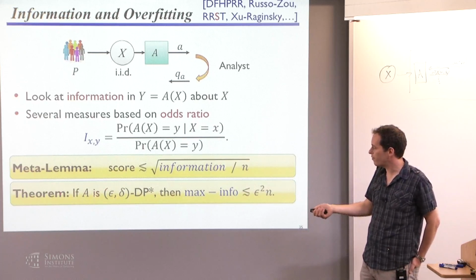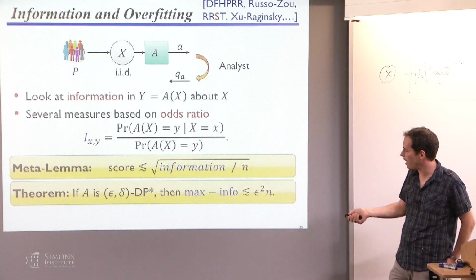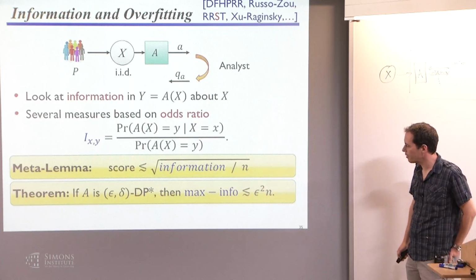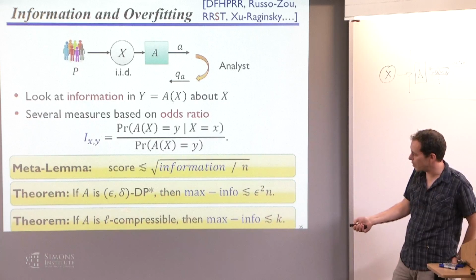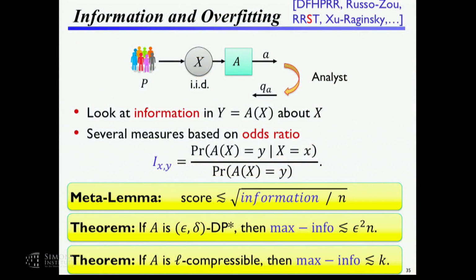So for example, if an algorithm is epsilon-delta differentially private, then some approximate version of the max information is bounded by about epsilon squared n. And if an algorithm is compressible, if its output is compressible to k bits, then the max information is bounded by k. If I plug these two theorems into this meta lemma, I get the types of statements I had earlier. Like if I plug epsilon squared n into this statement, I get that the score is bounded by epsilon, which is exactly what we had before.